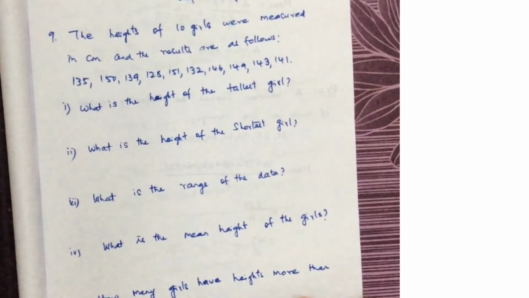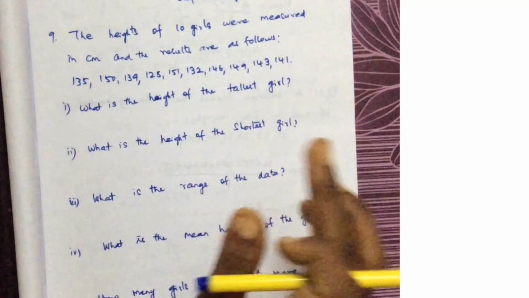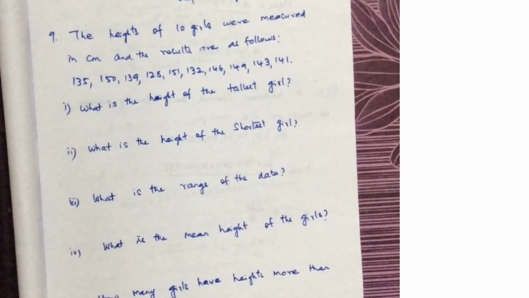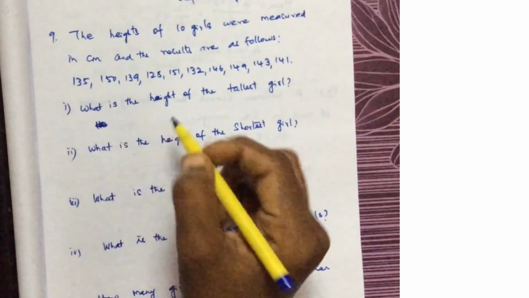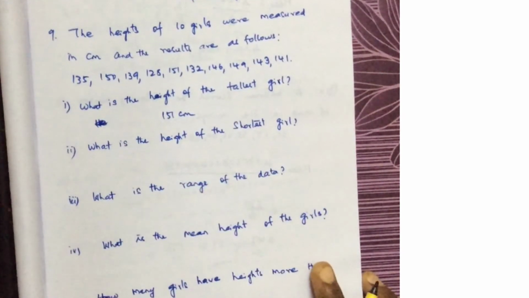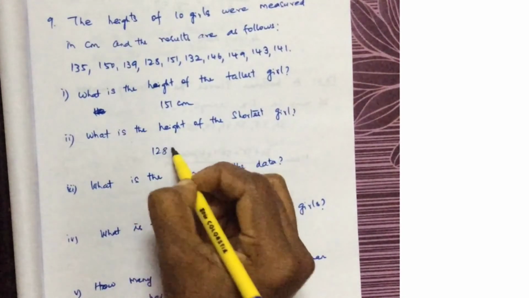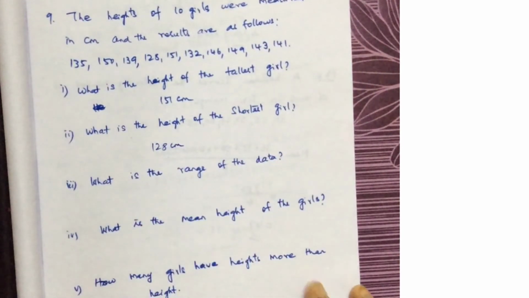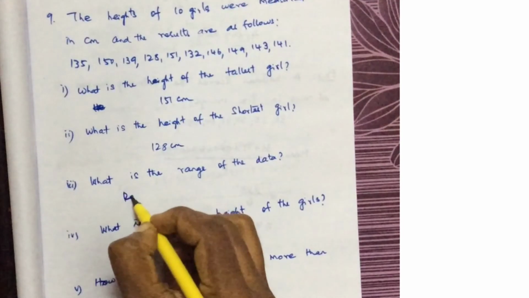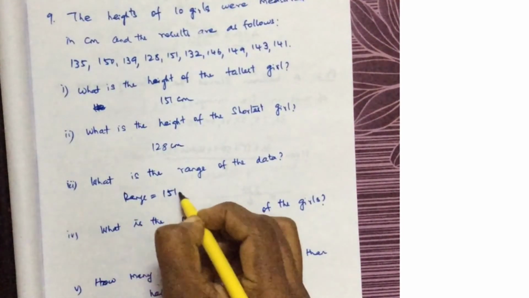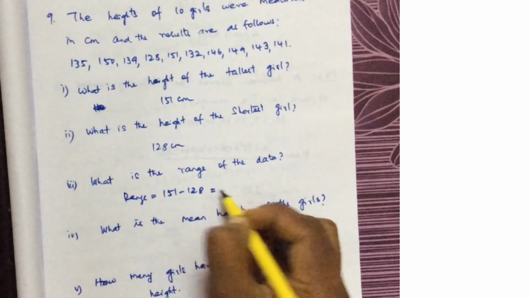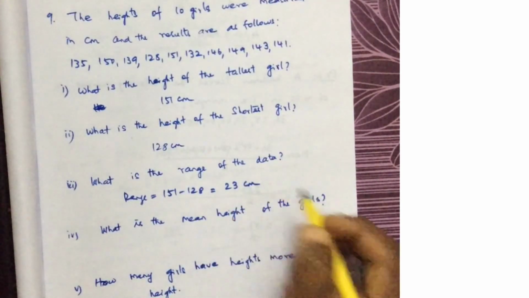The next question is, the heights of 10 girls were measured in centimeters and the results are as follows. These are the heights of the 10 girls given in centimeters. Okay, the first question is, what is the height of the tallest girl? So 151 centimeters. What is the height of the shortest girl? This is 128 centimeters. What is the range? Range is equal to 151 minus 128, that is equal to 23 centimeters.